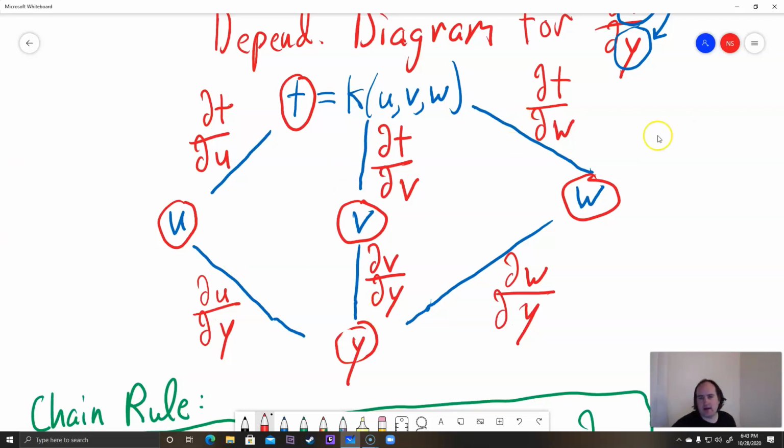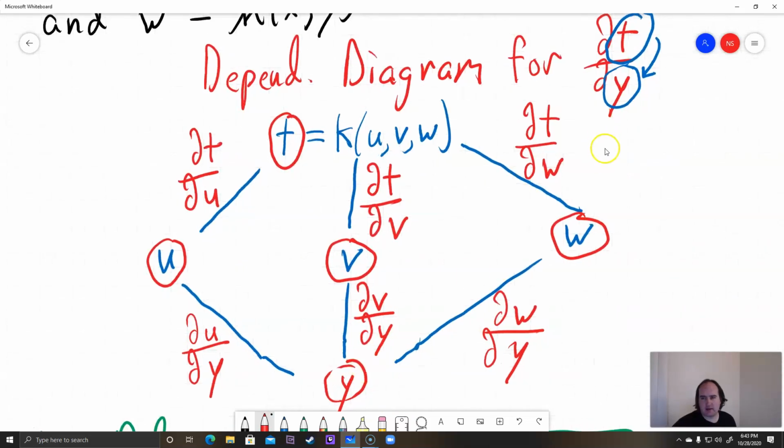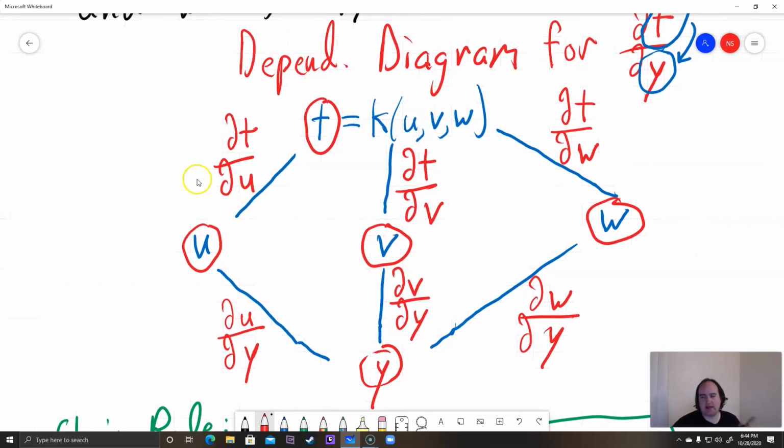Now, how do I know I can just do that? Well, the first part of our diagram was from t to u, v, and w, and that hasn't changed. The only thing that's changed is that for partial t, partial y, we want to end at y instead of ending at x. So all that's really changed are these last three branches. These three have changed and the variable we end up at has changed, but the beginning of the tree is the same. People call it a tree because it has branches, just like a real tree has branches.